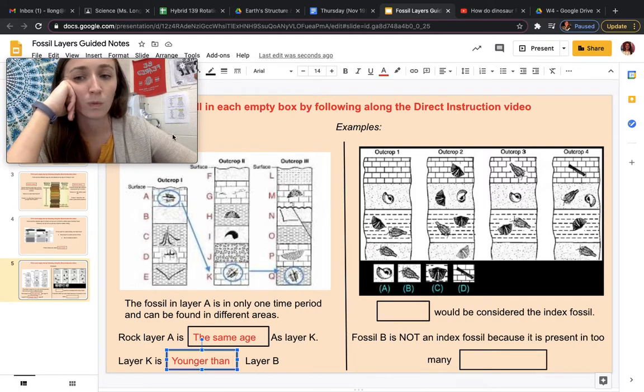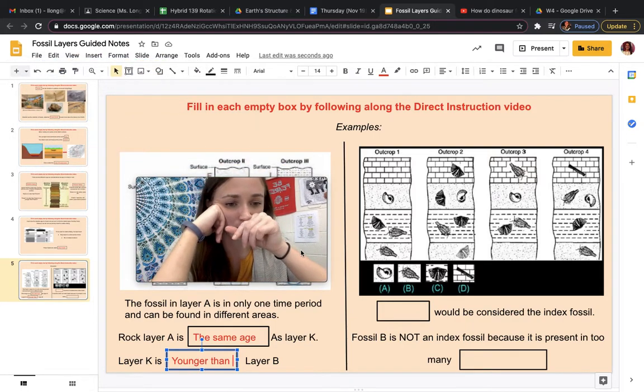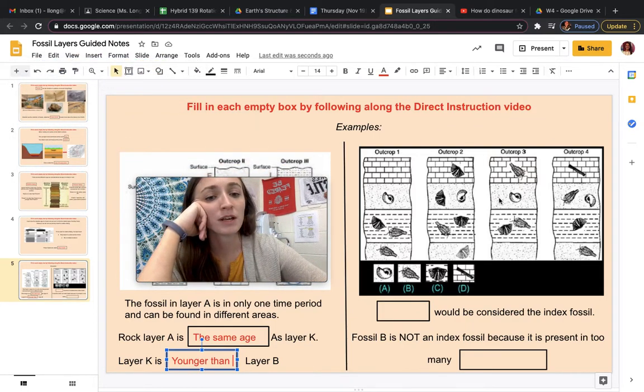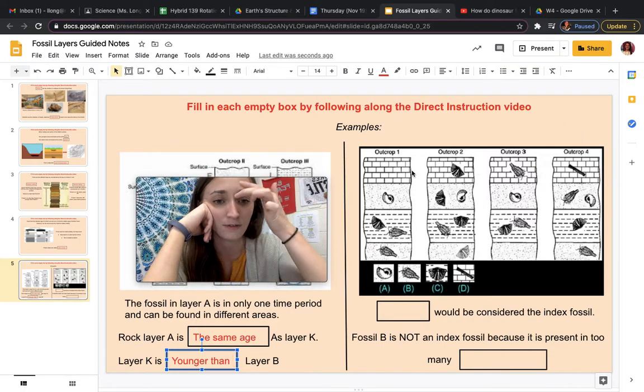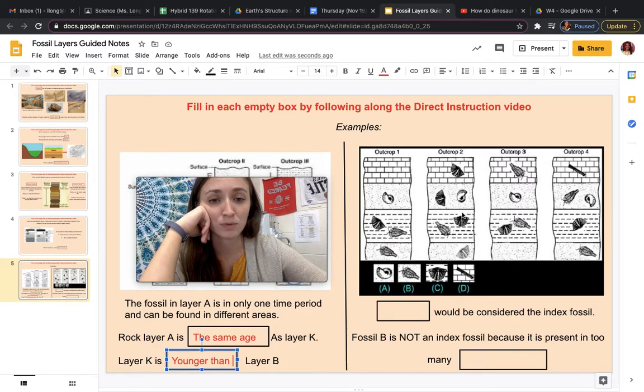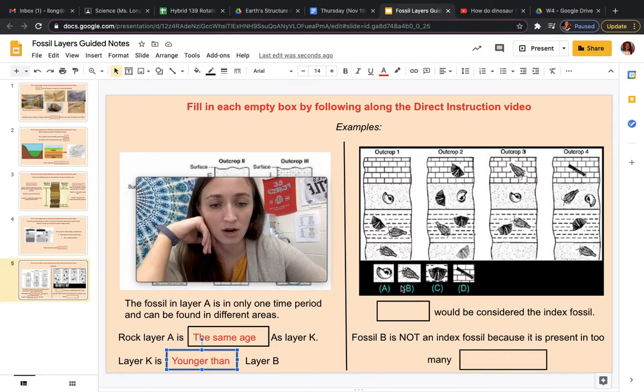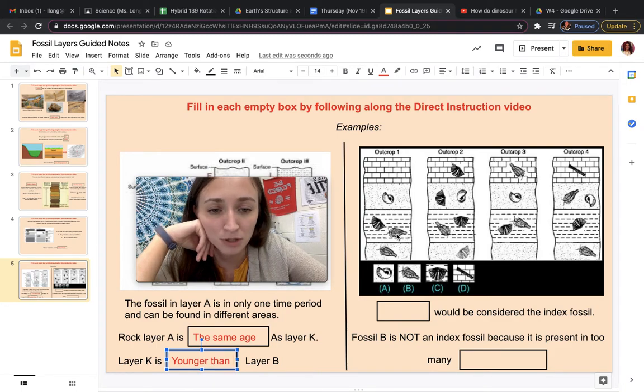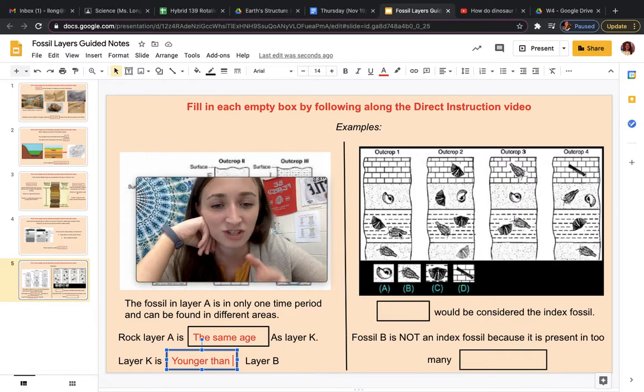Okay, one more example. Let's walk this through one more time. Here we have 4 different outcrops, or 4 different sections of the Earth, and we need to figure out which one is the index fossil. So remember, it can only be present in one period of time, so in one layer of a section, and it has to be in multiple locations. So if we look at fossil B here, fossil B is in multiple layers of one outcrop, or one section of the Earth.